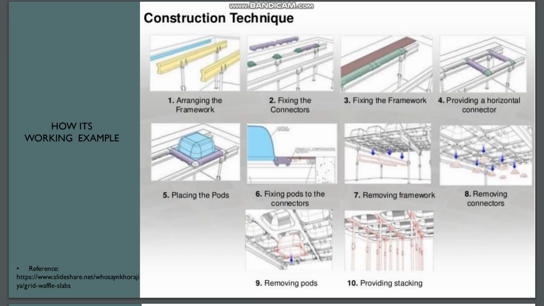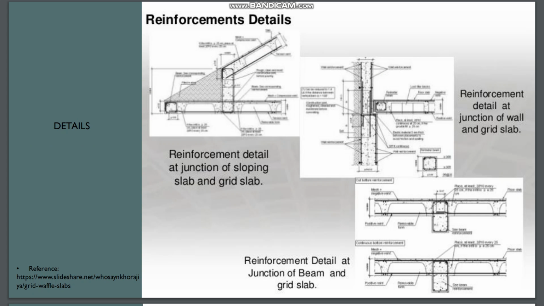Construction techniques. There are a lot of construction techniques, but one of them is: arranging the framework, fixing the containers, fixing the framework, providing a horizontal container connector, placing the pods, fixing pods to the concentric connectors, removing framework, removing connectors, removing pods, providing stack. Here are some details about reinforcement details of sloping slab and grid system, of wall and grid slab, of beam and grid slab.